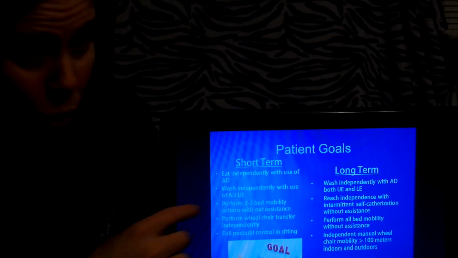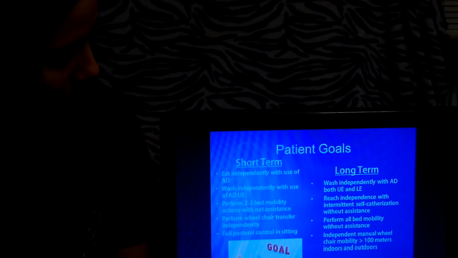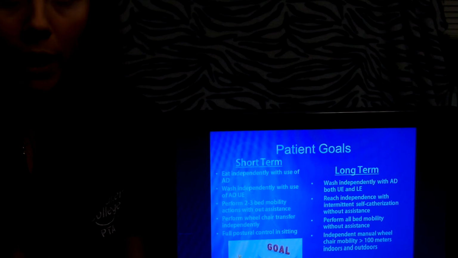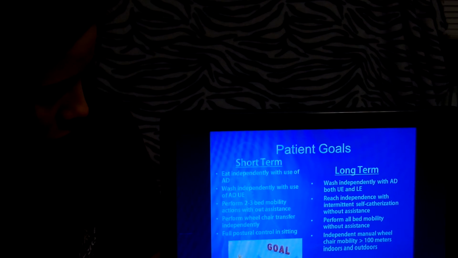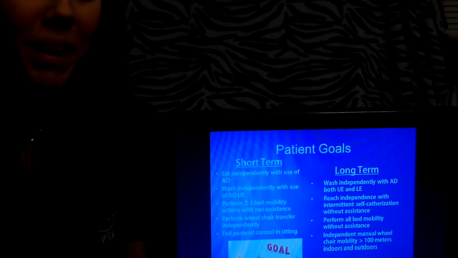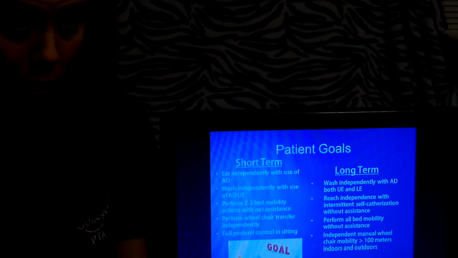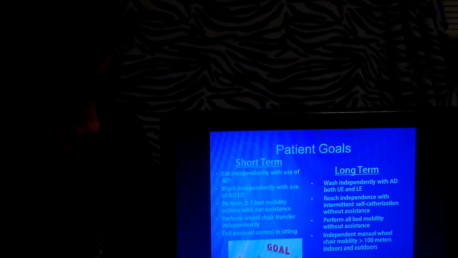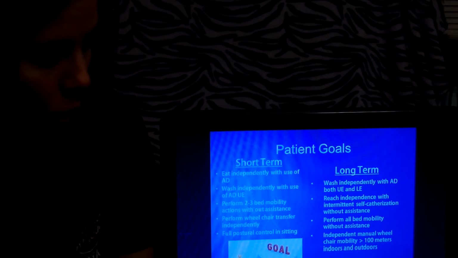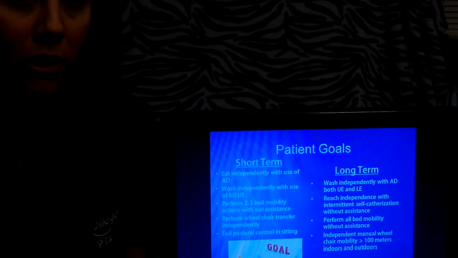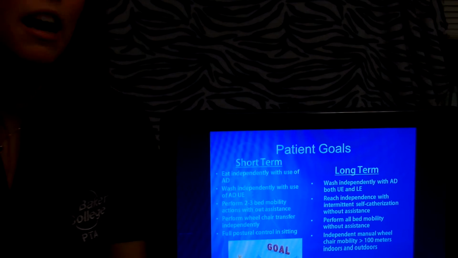For her long-term goals, and I hope you guys can see this, she would like to wash her upper and lower extremities independently using an AD. She'd like to reach independence with intermittent self-catheterization without assistance. She'd like to perform all bed mobility without assistance, and she'd like to be independent with manual wheelchair mobility greater than 100 meters indoors and outdoors.